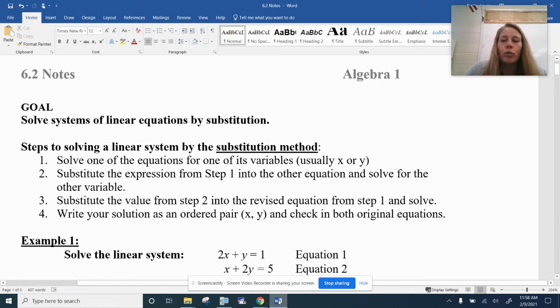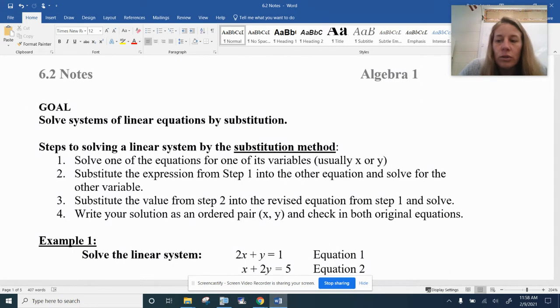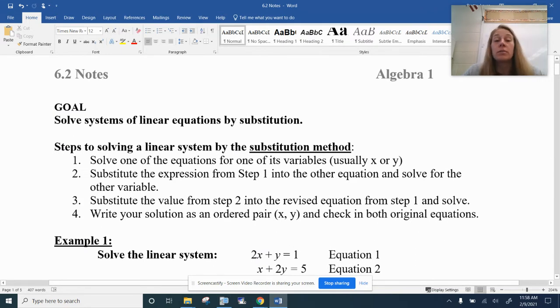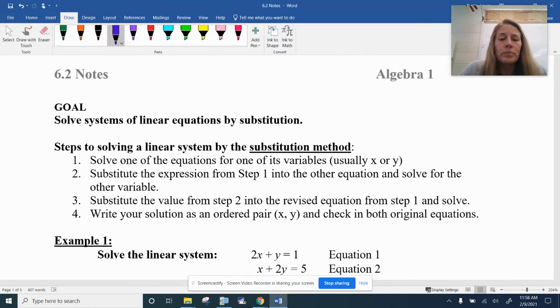Morning. So we are going to solve some systems of linear equations by the substitution method. There's basically 4 steps to the substitution method.